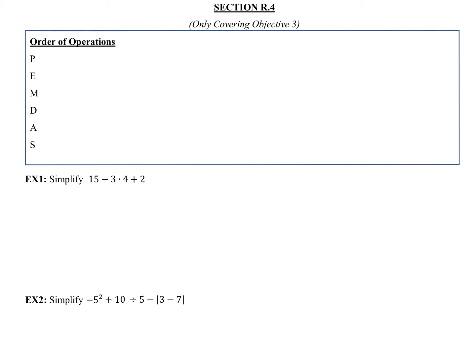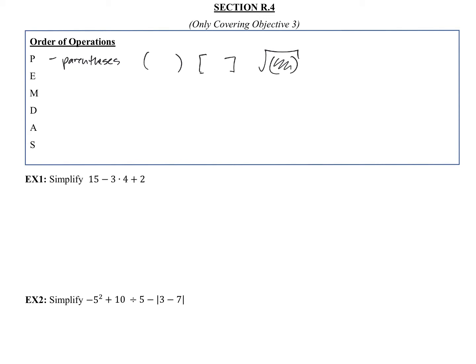What does P stand for? P stands for parentheses. Any type of parentheses. So if you have parentheses or brackets, or even a square root, so something inside of a square root, we consider it just a container item, right?